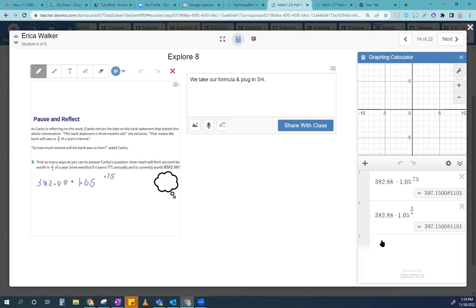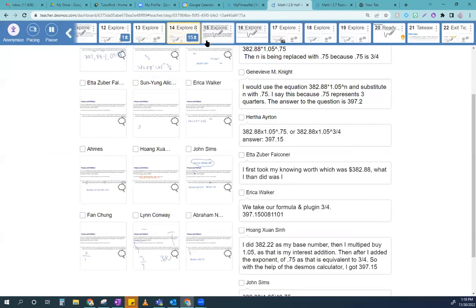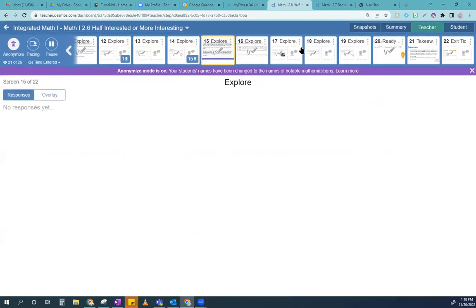So let's just say that they check their account, Carlos and Clarita, at the end of the year, and they have $397.15. Are they going to be like, what the heck? The bank stole from me? Or are they going to say, oh, okay, that makes sense? Which one are they going to be? Yeah, they're going to be like, okay, that makes sense, right? Very good work. Okay, let's move on to the next slide. Good job, guys. Okay, next one.